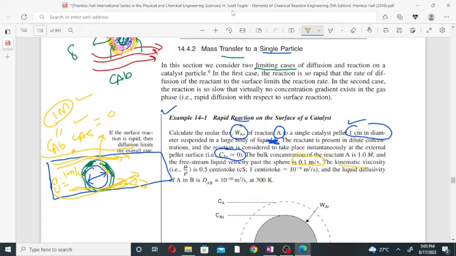The kinematic viscosity is equal to the viscosity divided by density. So the viscosity of the fluid divided by the density of the fluid is the kinematic viscosity, and the kinematic viscosity of the fluid is 0.5 centistoke. Now 1 centistoke is equal to 10⁻⁶ meter square per second, and then the liquid diffusivity of A in B.